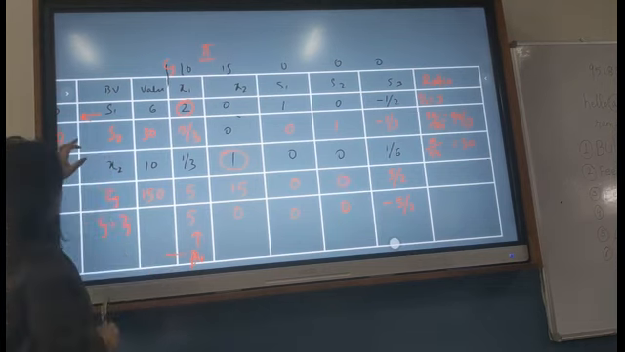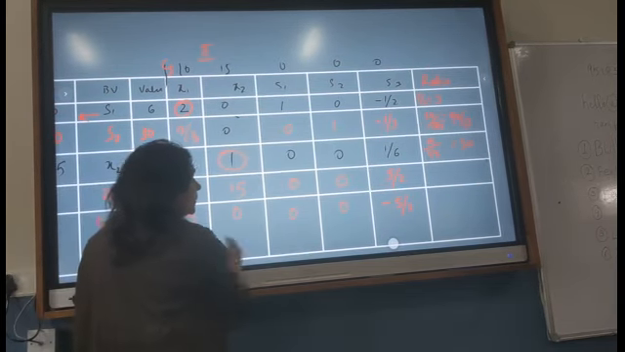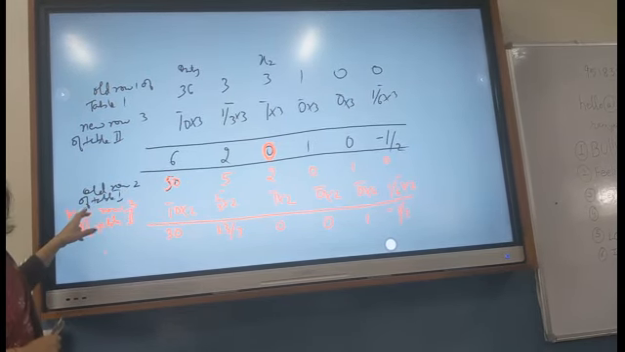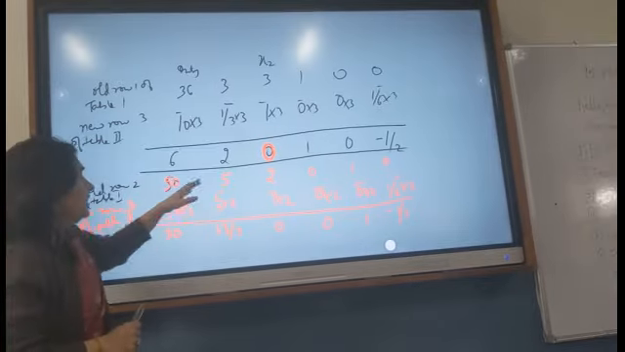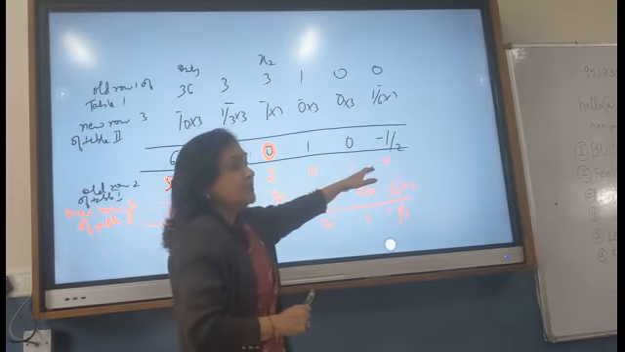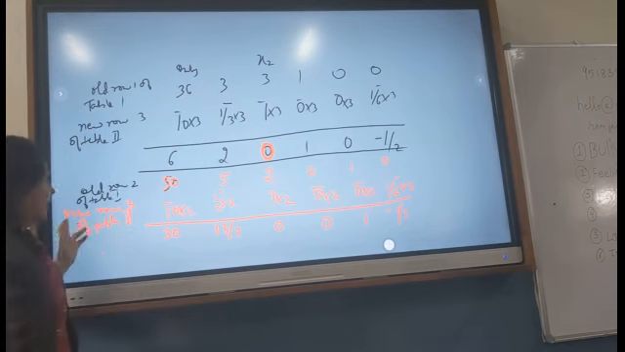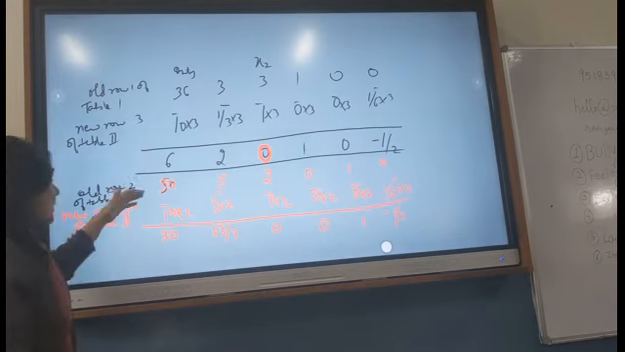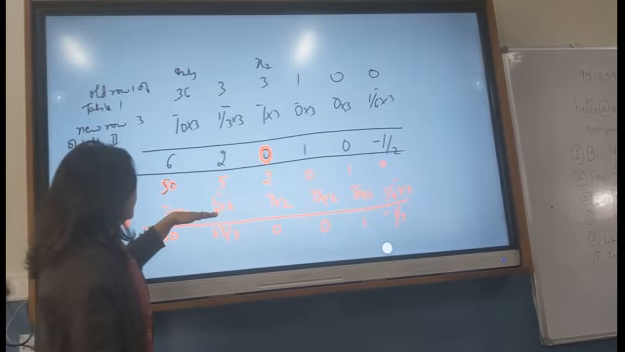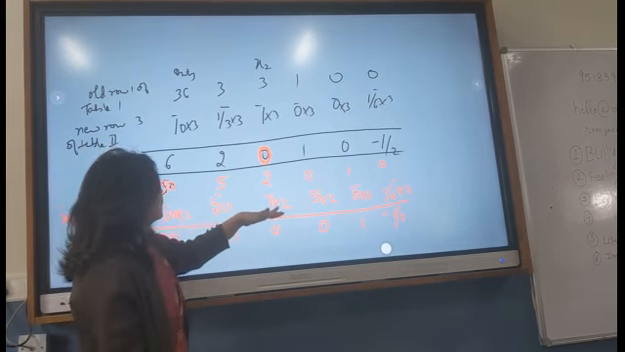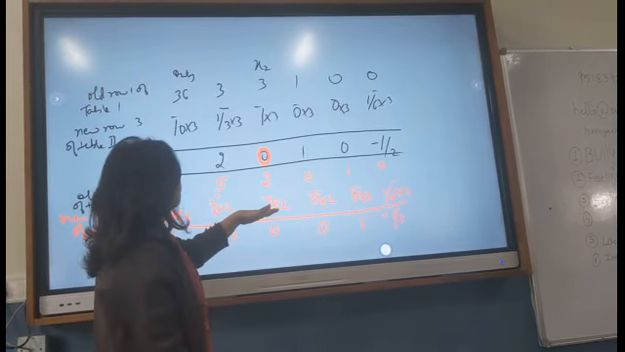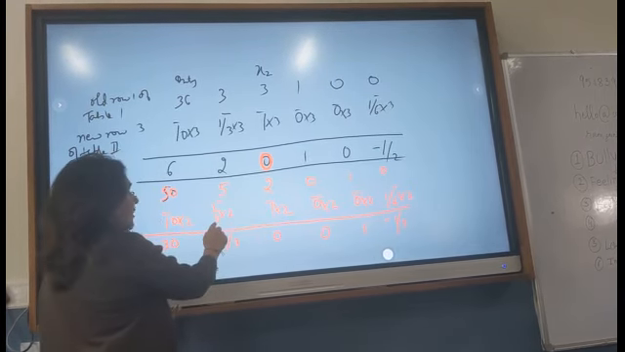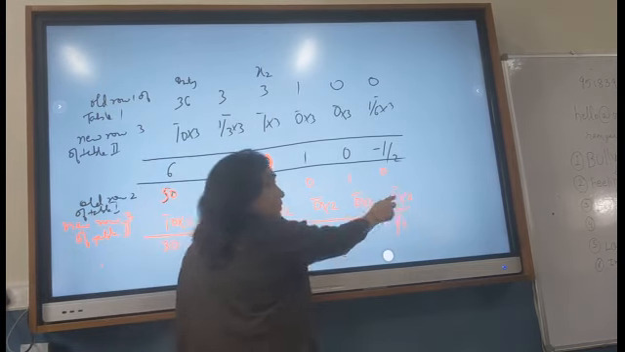Similarly, I have to make row operations on S2. What do I do? I write down the old row 2 of table 1: 50, 5, 2, 0, 1, 0. Below that, I write down the new row 3 of table 2: 10, this was 1 by 3, sorry. This was 1 by 3, 1, 0, 0, 1 by 6.